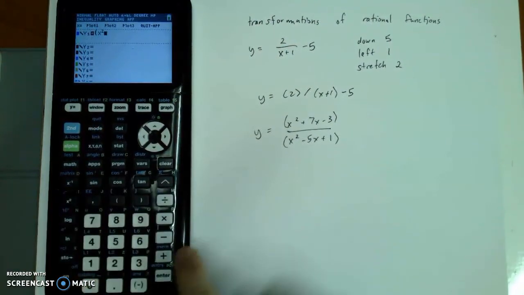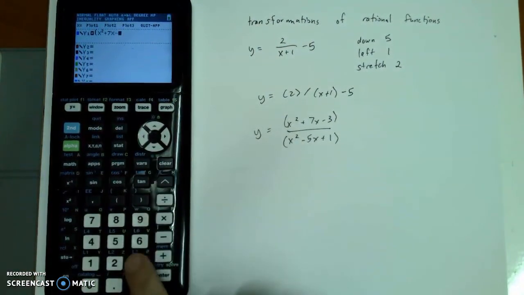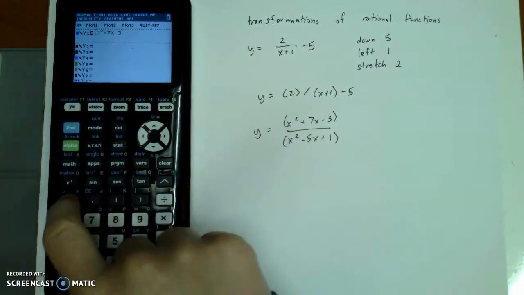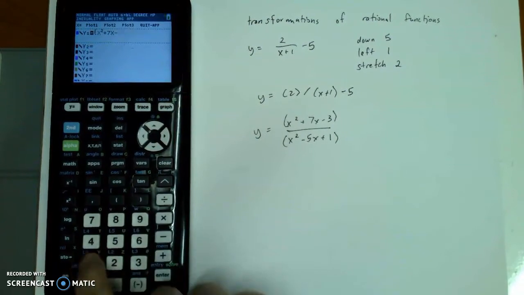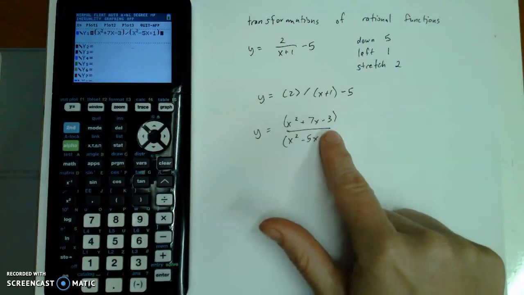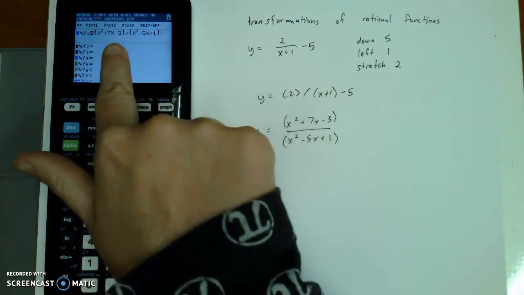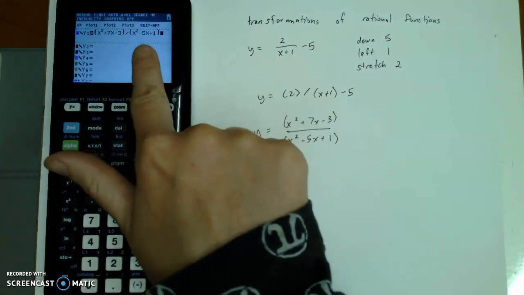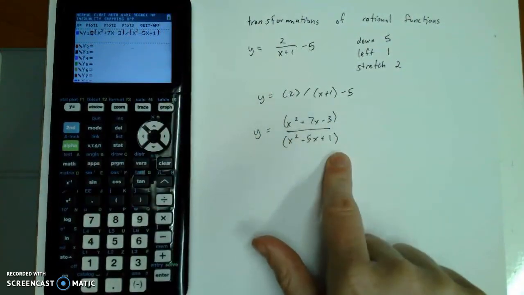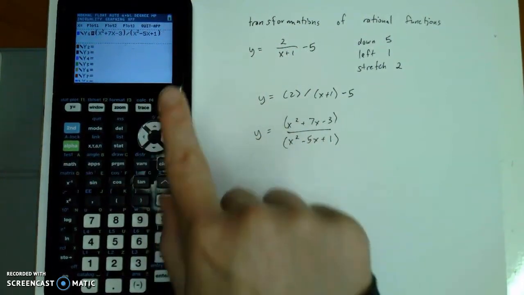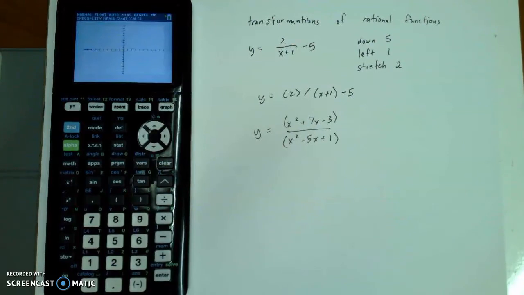So x squared plus 7x subtract 3, end parenthesis, divided by parenthesis, x squared subtract 5x plus 1. I always tell my students, put the parentheses in as you're typing it by hand so that when I have it on my calculator, I can compare the two and say, does this look like what I've written by hand? Because I always want the two of them to look the same. And let's hit graph.